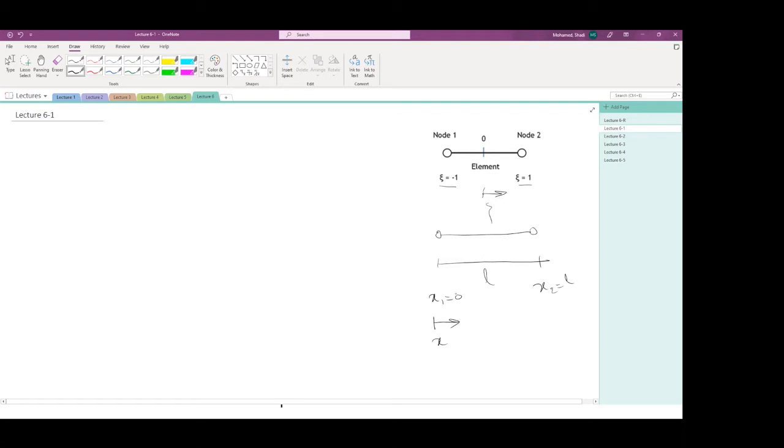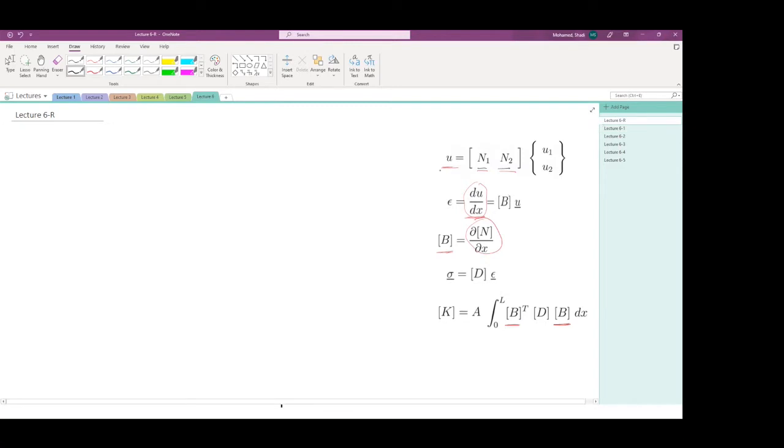Now, we are going to link x1 and x2 to xi1 and xi2 using exactly the same procedure we did for the displacement. So we're going to create a relation between x and xi, and x is going to be N1, N2 multiplied by x1 and x2. All right, so we are going to interpolate the coordinates exactly the same way we interpolate the displacement.